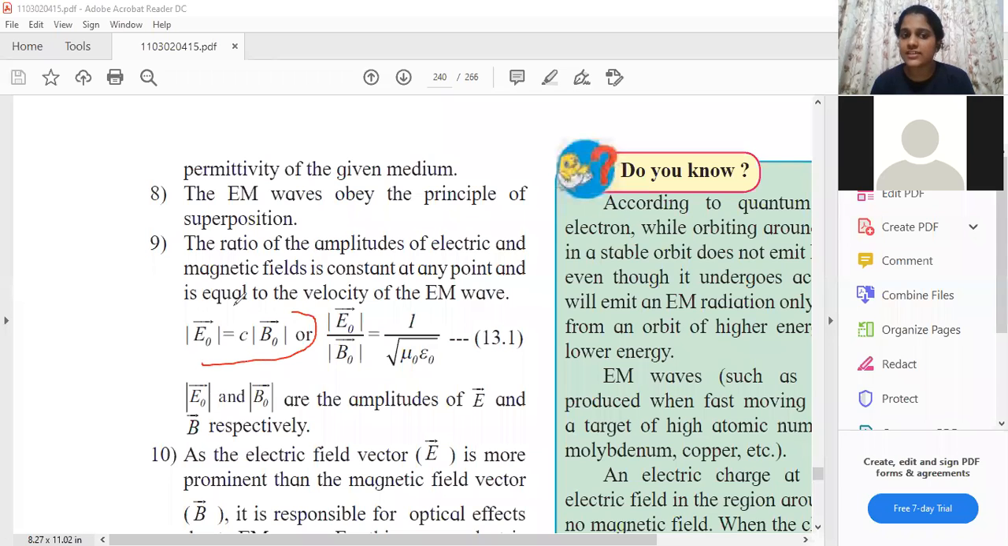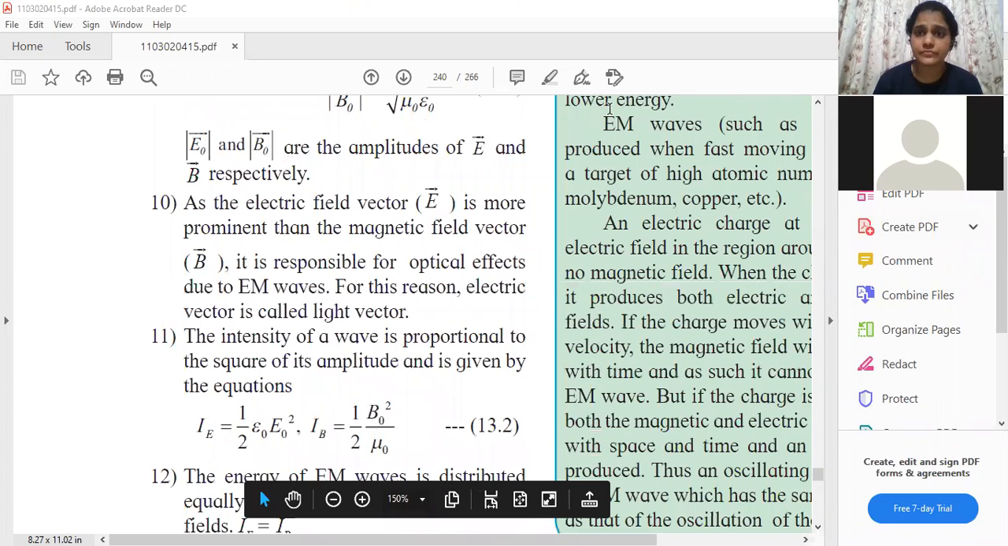See students, here it is the same equation only: E naught upon B naught is equal to C. What they have done is simply cross-multiplied the B naught to the other side, and in this equation, instead of C, they have written the formula for C. That's it. I hope you all are understanding. Very simple. E naught and B naught are the amplitudes of the E vector and B vector respectively. Let's see the next characteristic.